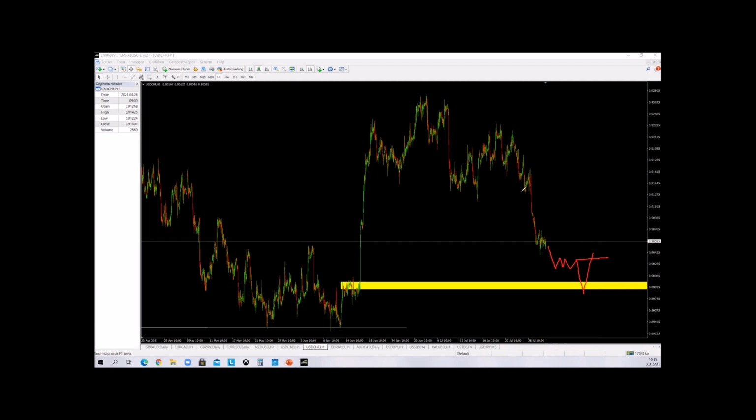The target would be, if I use the discretionary target, this would be the first target. Why? Because this is the last bit of structure price made before the fall down. So this is usually the area that gets retouched.